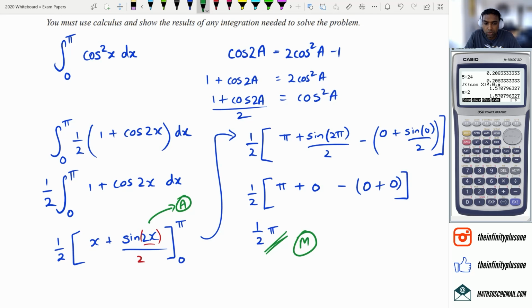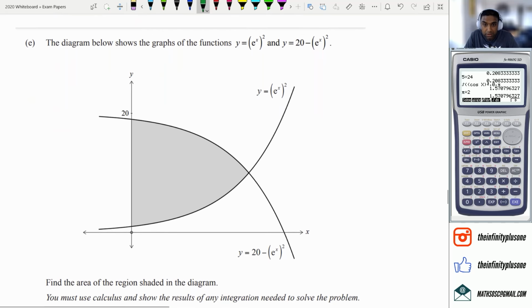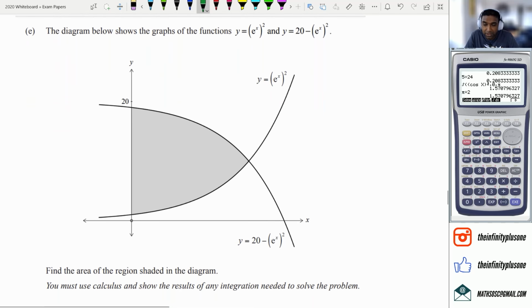Okay, so let's go to question E. Yeesh. You know, I hate questions when it's so big and you've got no space to work with, but let's give it a go. Right, so the question's not actually too bad because all you've got is two ugly looking graphs and you want to find the area between them.